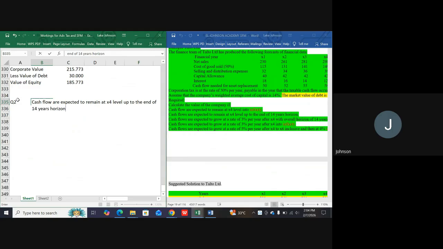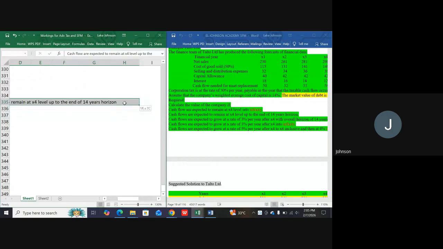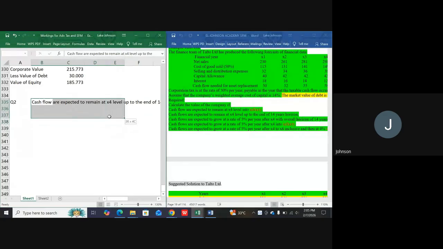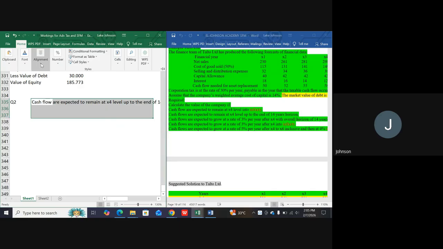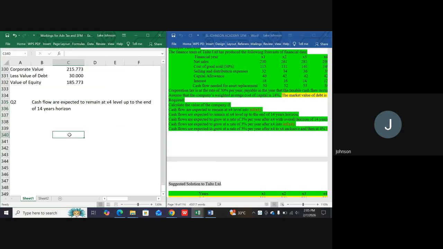So what are we to do? Let me wrap this text, let me wrap this text like this. Yeah, I want to see it like this. So let me come here. Alignment, merge, raise it up to the side, and wrap. Yeah. So this is it now. Cash flows are expected to remain at X4 level up to the end of 14 years horizon.